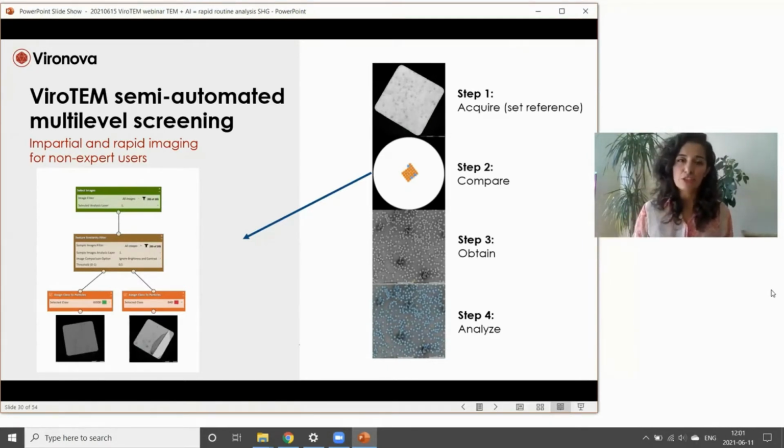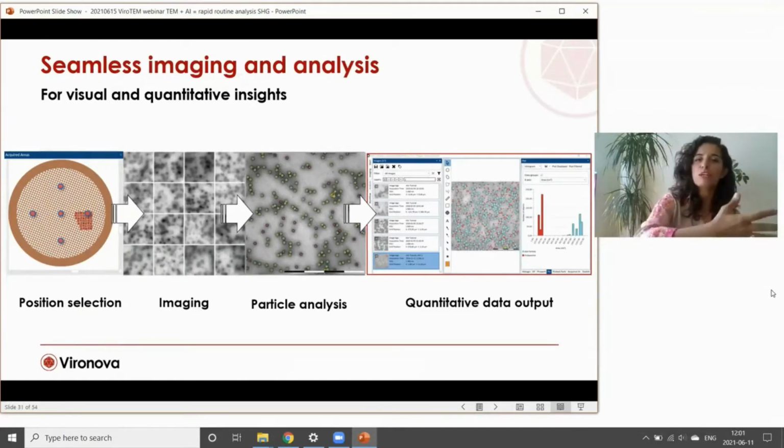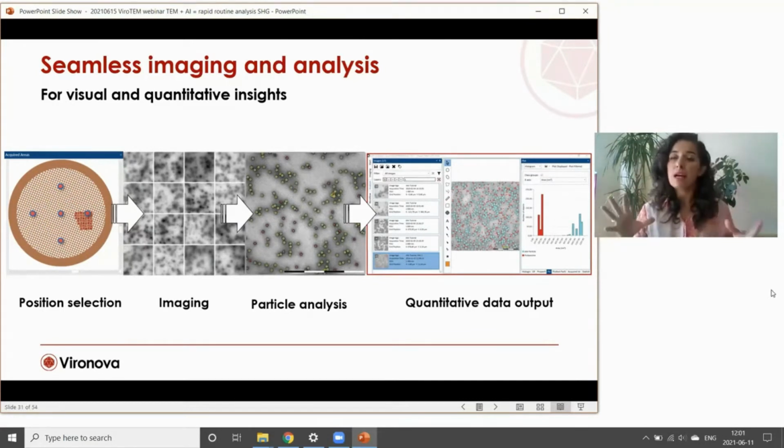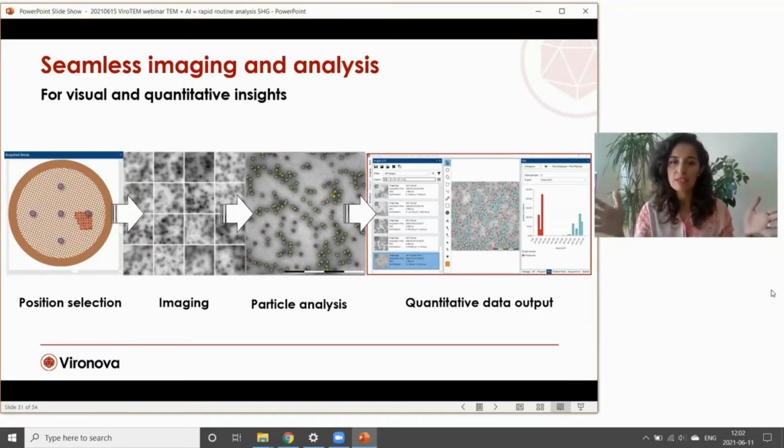And this is impartial and it's quick, giving you seamless imaging from the visual work into your quantitative data output. And once you have set this up the first time, you can save it, and you can just click. So in one click, you can start this beautiful process that starts with your imaging and ends up with statistics, data, graphs, charts, plots of tens of thousands of particles.